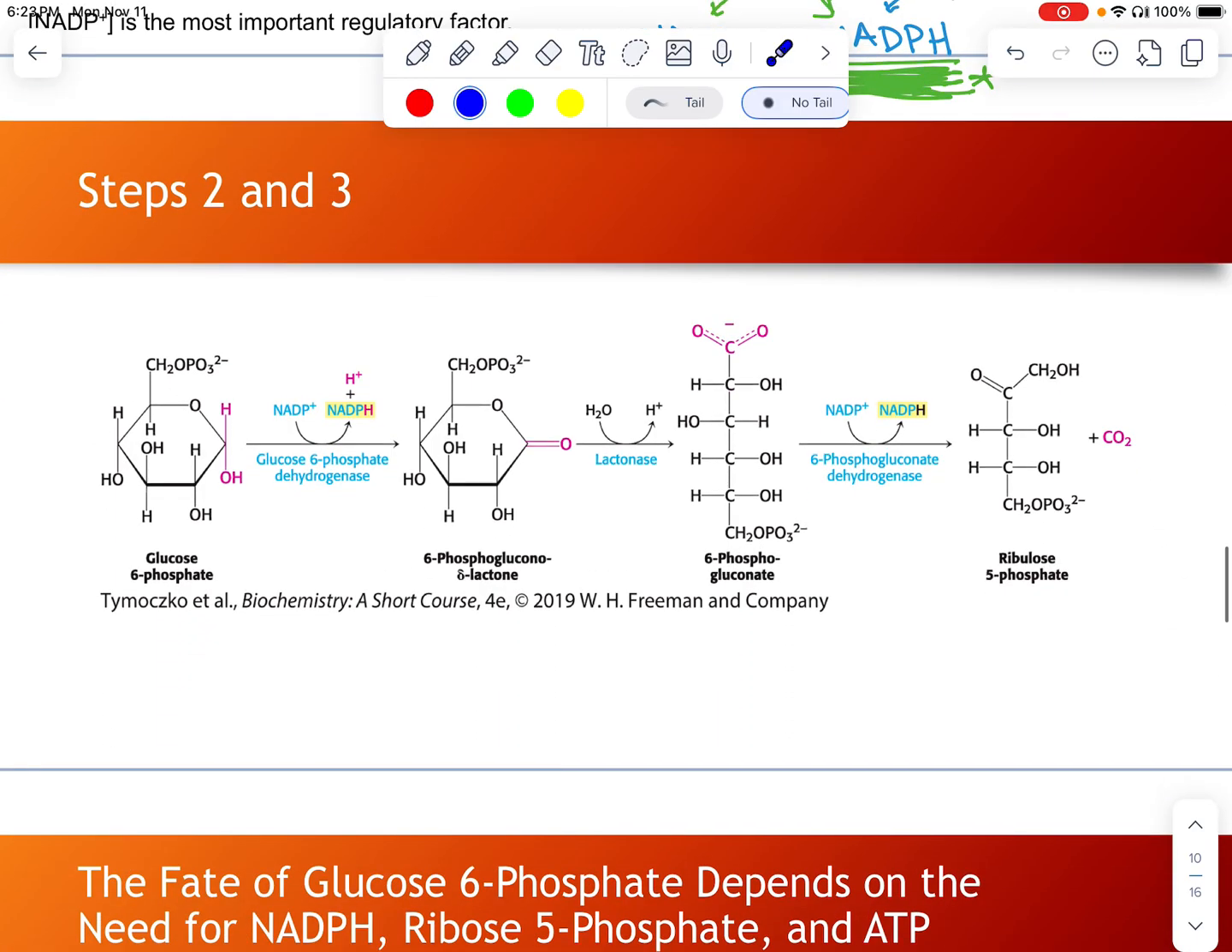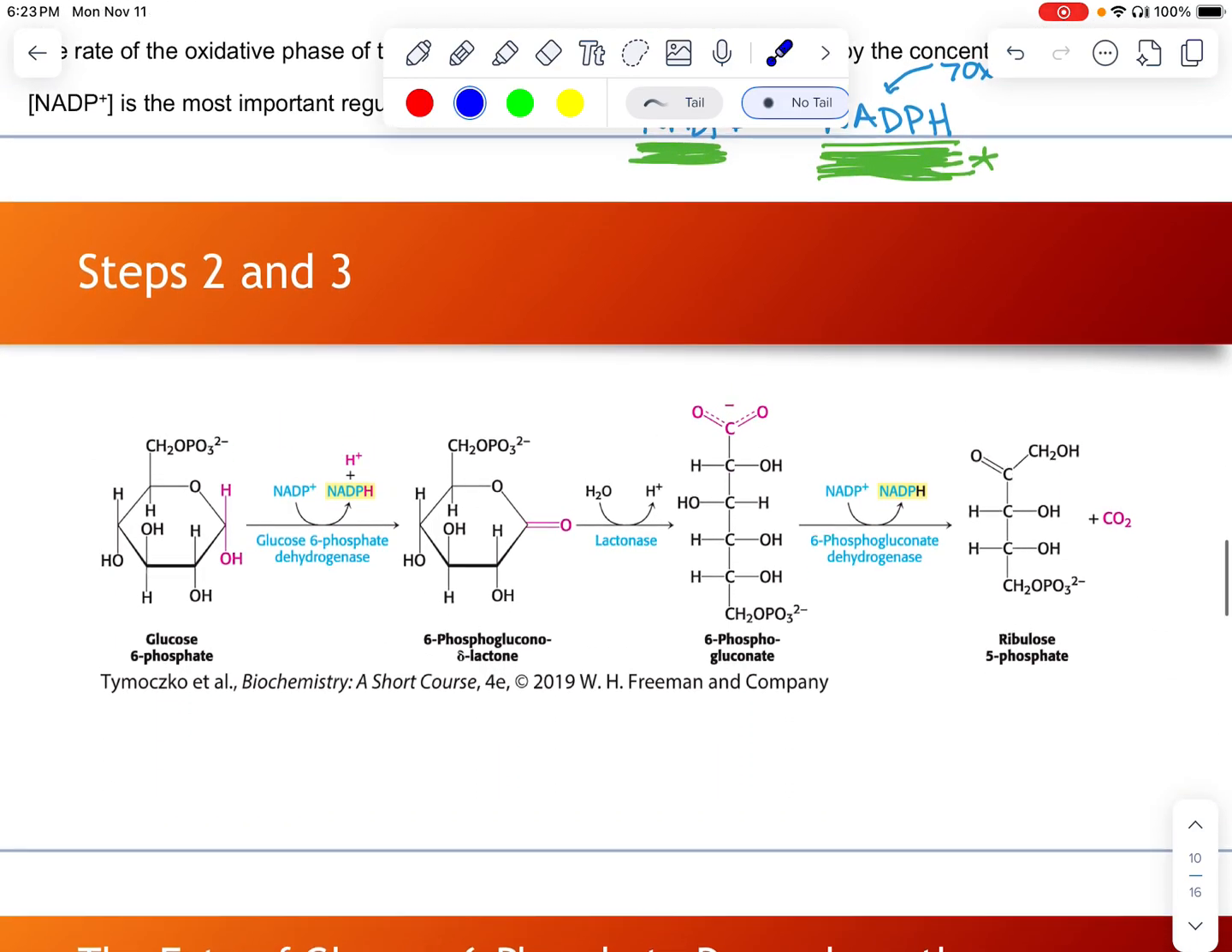As we look at steps 2 and 3, okay, we've got a hydrolysis reaction here in the middle. And then we have our oxidative decarboxylation. So that decarboxylation helps drive this second reaction forward. We've seen that in past processes.